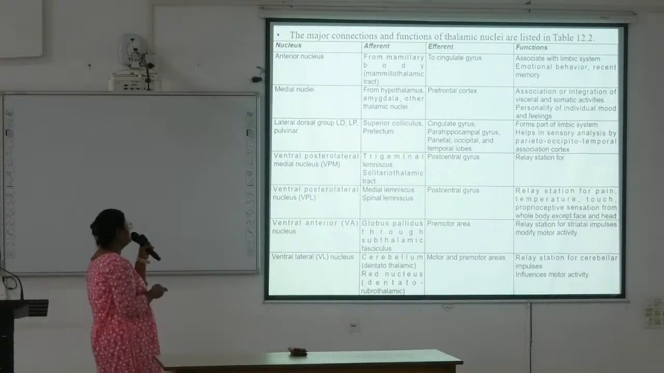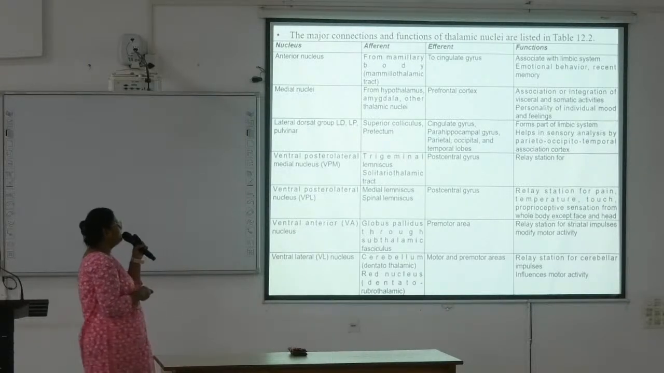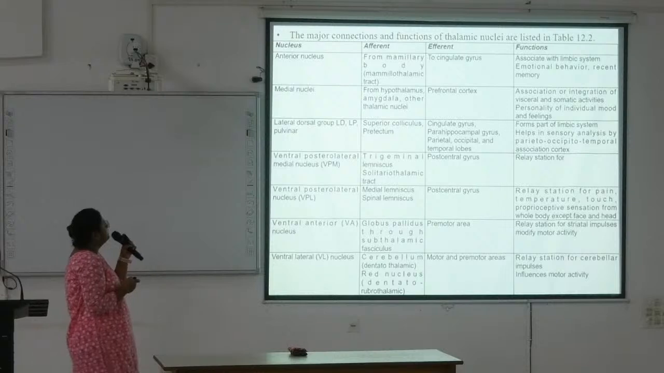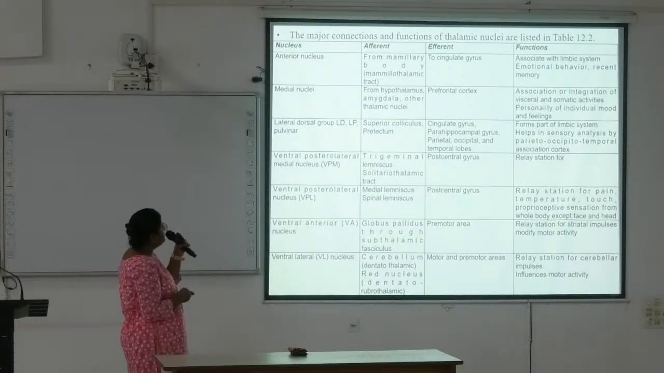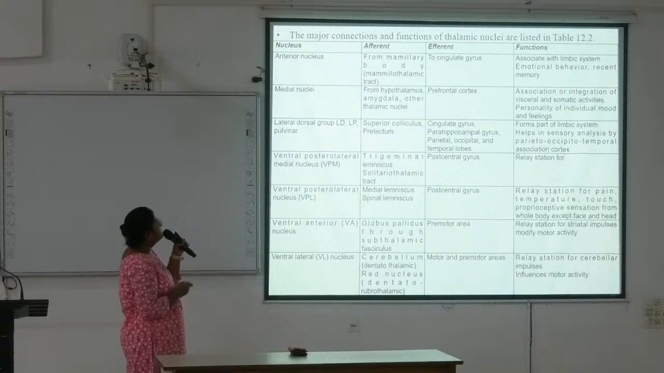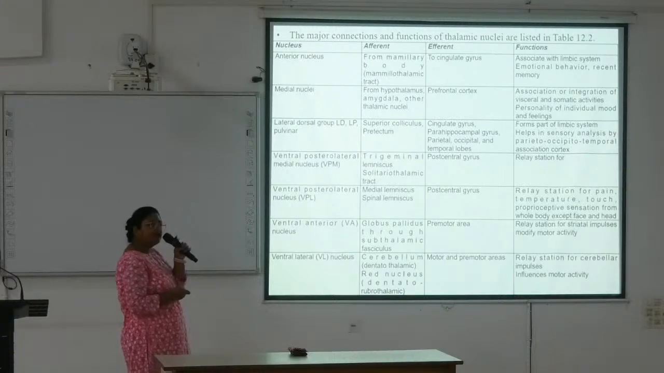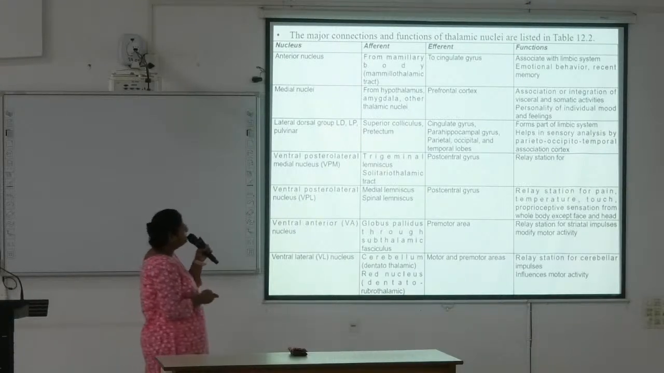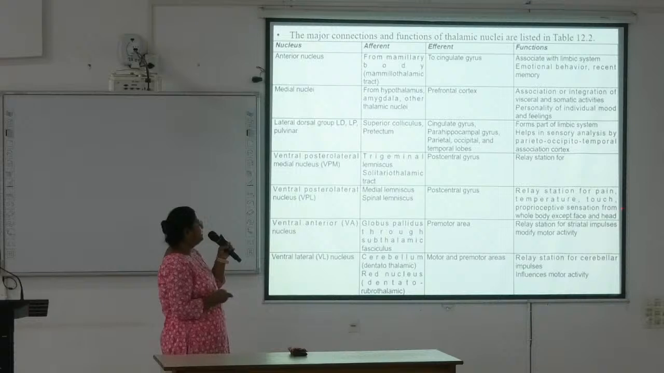Next is ventral posterolateral nucleus, VPL. Afferent is coming from medial lemniscus, spinal lemniscus. Efferent is going to the post-central gyrus. And functions are relay station for pain, temperature, touch, proprioceptive sensation from whole body except the face and head.